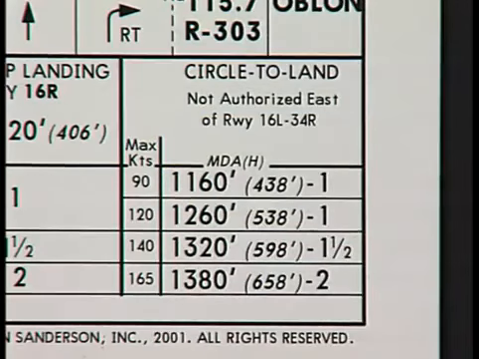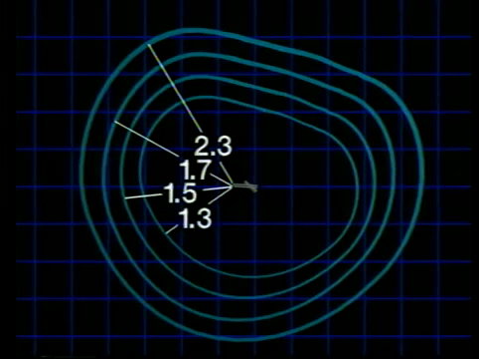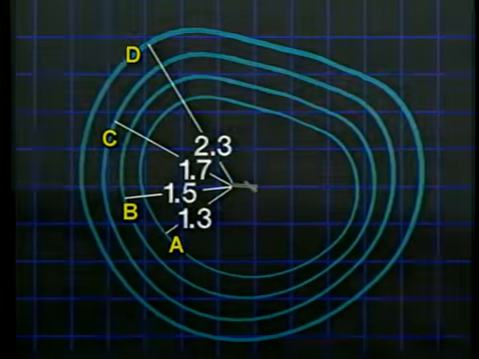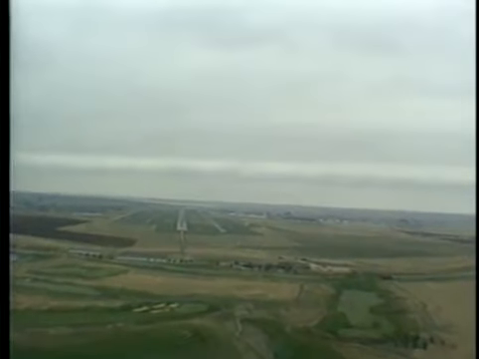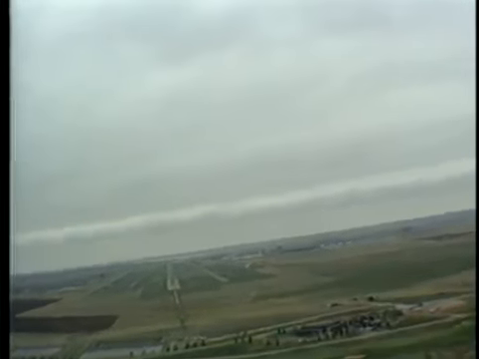On the far right of the chart are the circle-to-land minimum altitudes, heights, and visibilities. Remember, not all approaches offer circle-to-land minimums. The protected airspace during a circle-to-land maneuver depends on your aircraft's approach category. The airspace ranges from 1.3 nautical miles from the runway end for Category A aircraft to 2.3 nautical miles for Category D aircraft. Remember, if you're flying the maneuver at an indicated airspeed that's faster than the maximum limit of the speed range for your category of aircraft, you must use the higher minimums. Otherwise, you might not have the necessary obstacle clearance.